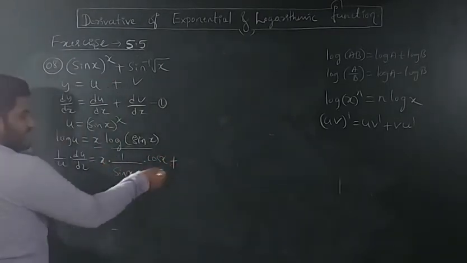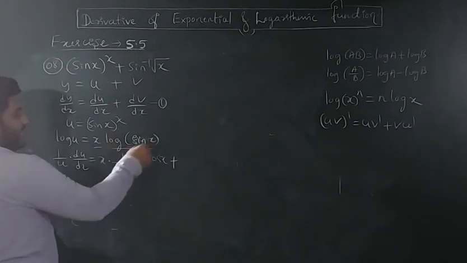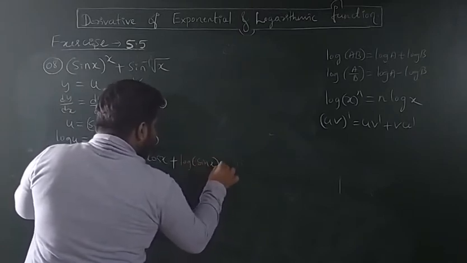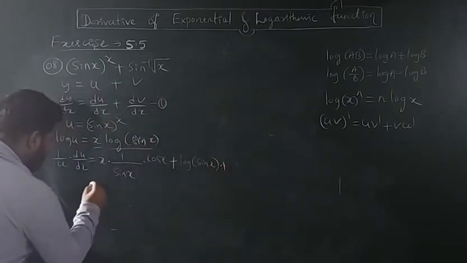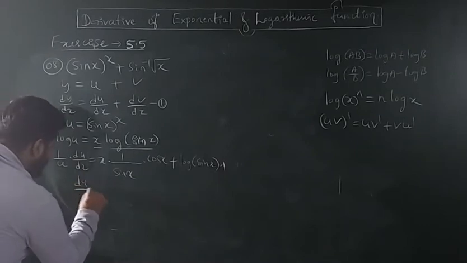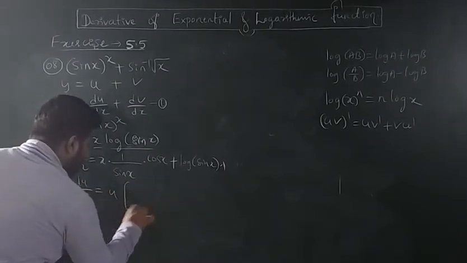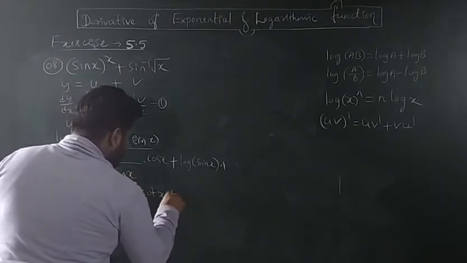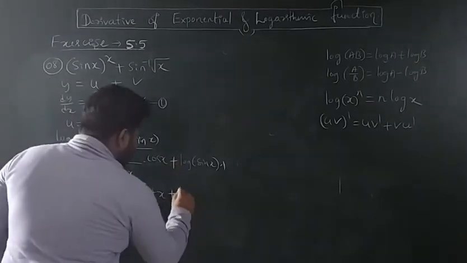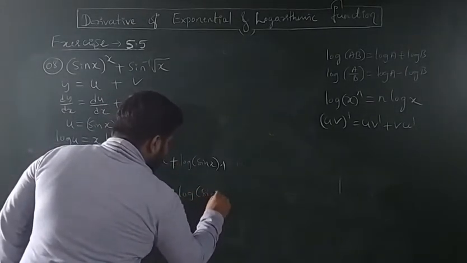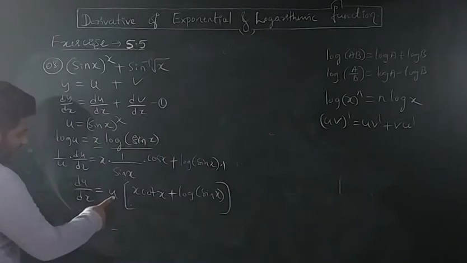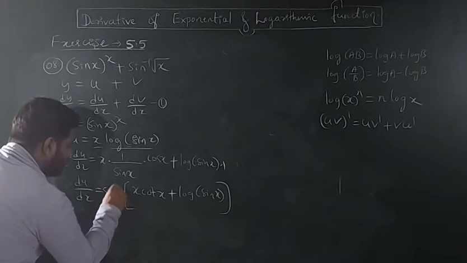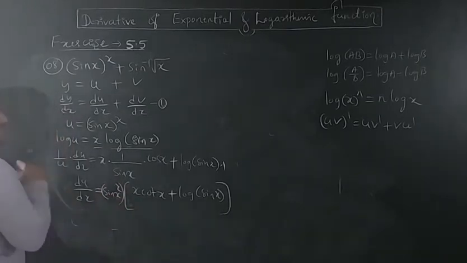Plus first function as it is, differentiation of second is over. Now second function as it is, log of sin x as it is, differentiation of x is 1. So du by dx equals u into bracket x cos x by sin x, which is cot x, so x into cot x, plus log of sin x. Finally, whatever the u value is, sin x to the power x, we are getting. So this is du by dx.